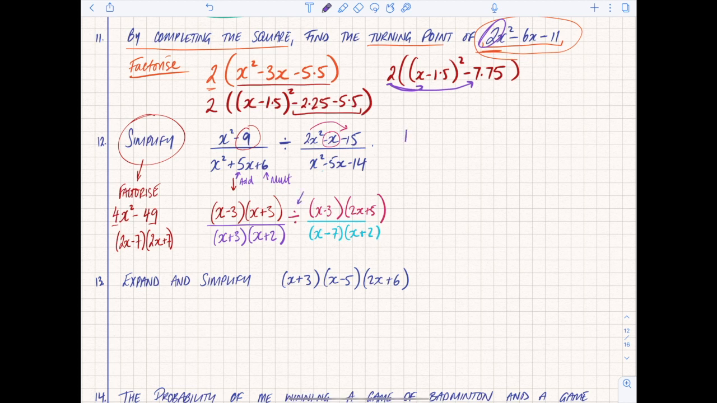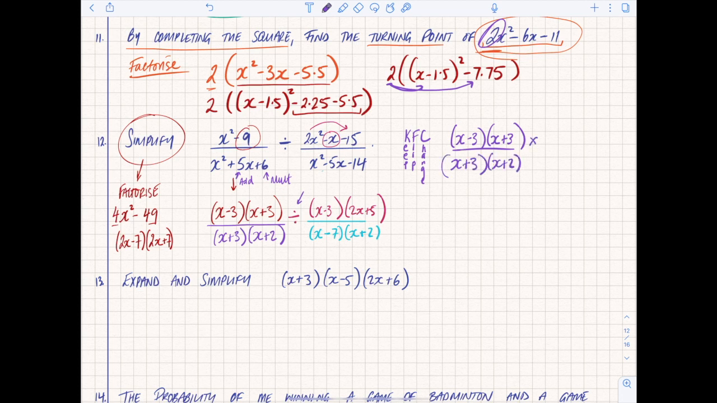Well, I'm dividing here. So with dividing fractions, we use KFC. So we keep the first one the same. We flip the second one upside down, and we change the sign to a times. So keep the first fraction the same. It becomes (x - 3)(x + 3) over (x + 3)(x + 2).